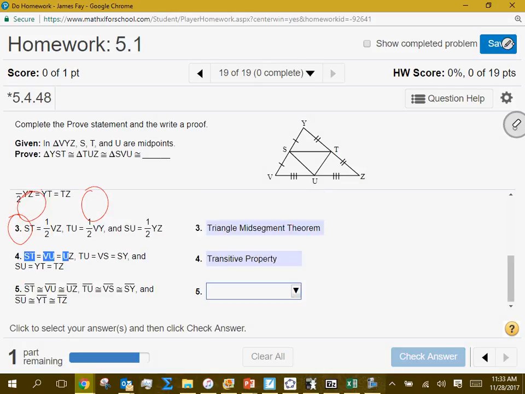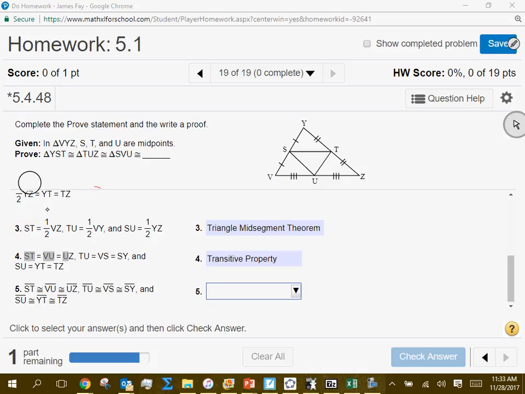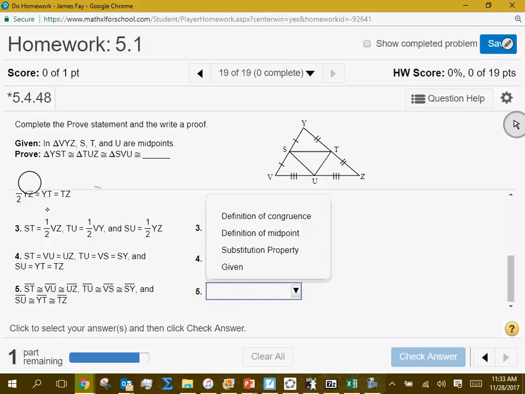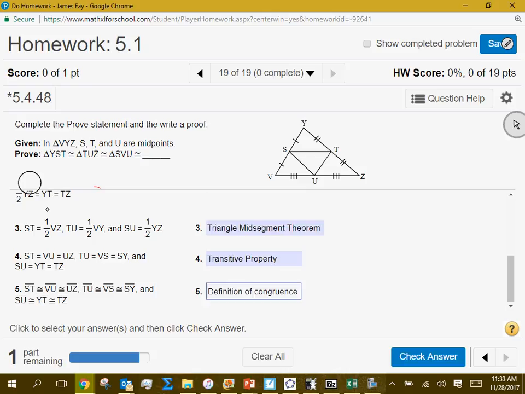So the next part says 4 and 5, those two statements are pretty much identical, right? We go from distances being equal to segments being congruent. So that provides us the definition of congruence, so it's provided by the definition of congruence.